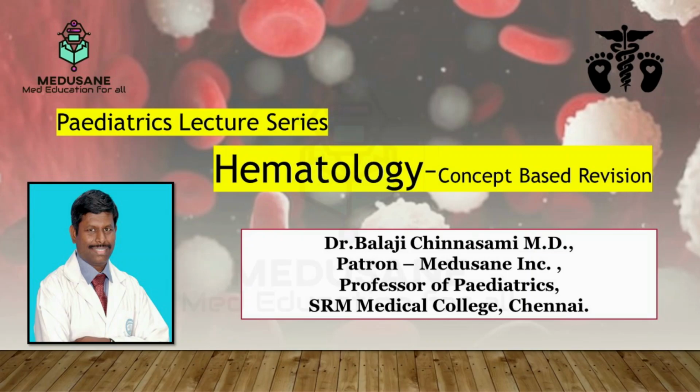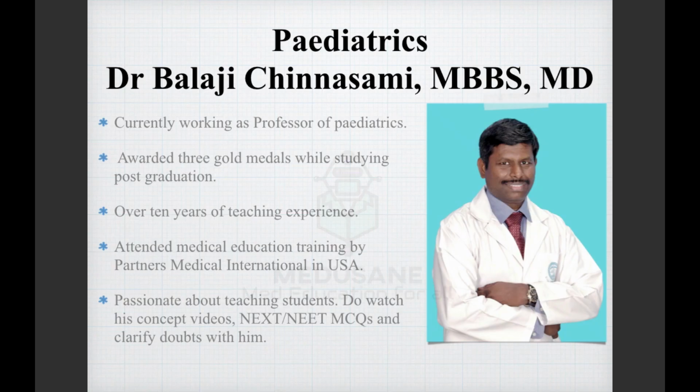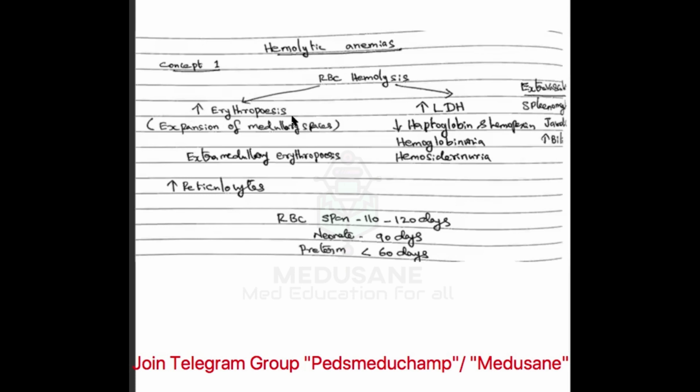So hemolytic anemia. The first concept is that there is hemolysis happening. When hemolysis is happening, automatically as a compensation, there is increased erythropoiesis. So the RBC production is going to be high. Where is it going to happen? It's going to be in the bone marrow.